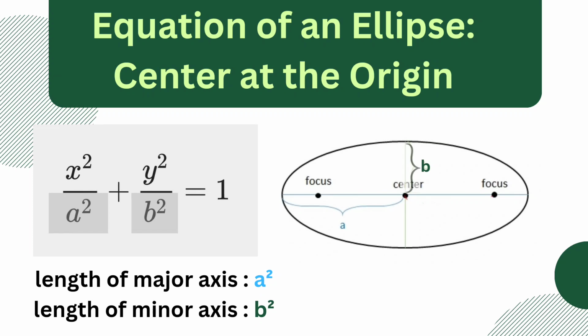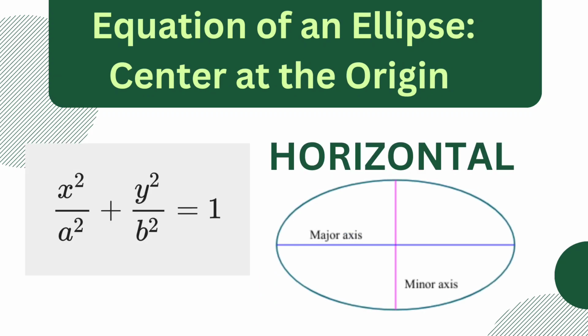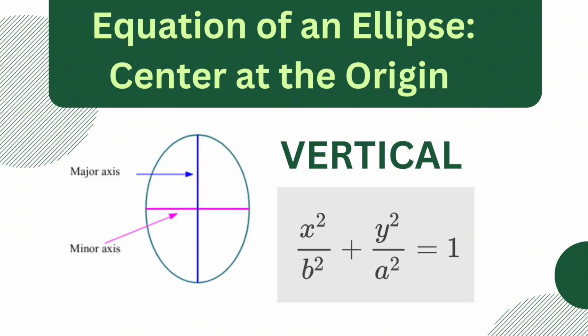The form of the equation of an ellipse that has its center at the origin looks like this. We have these terms a and b, which give us information about the major and minor axis. We use the formula x squared over a squared plus y squared over b squared equals 1 if the principal axis is horizontal, while x squared over b squared plus y squared over a squared equals 1 if the principal axis is vertical.